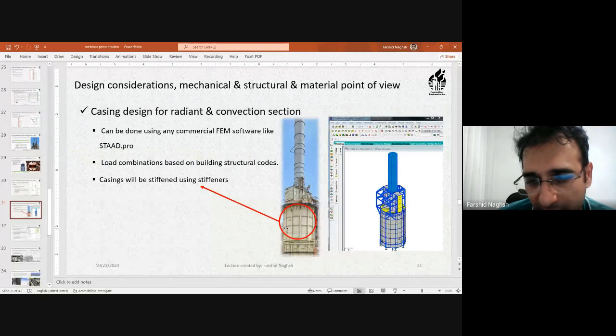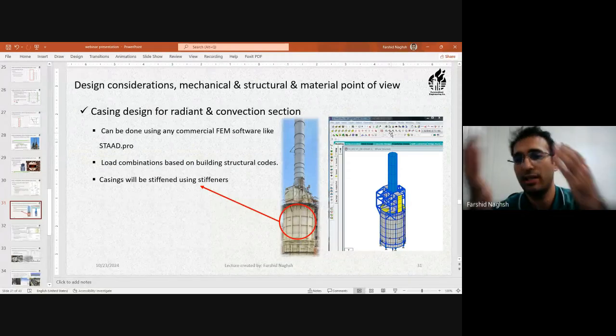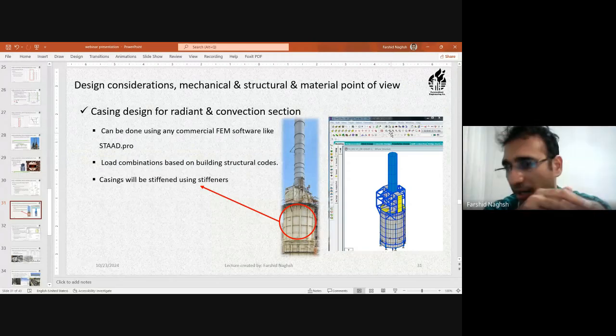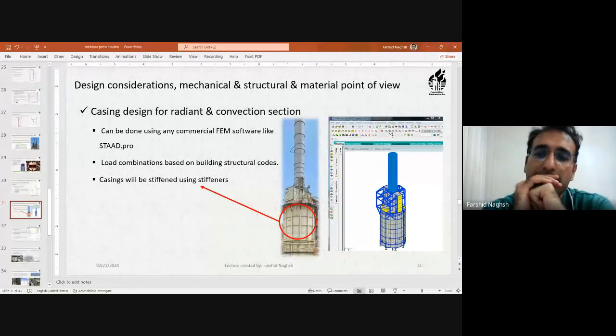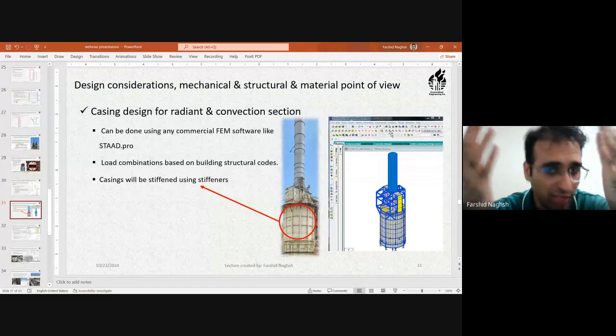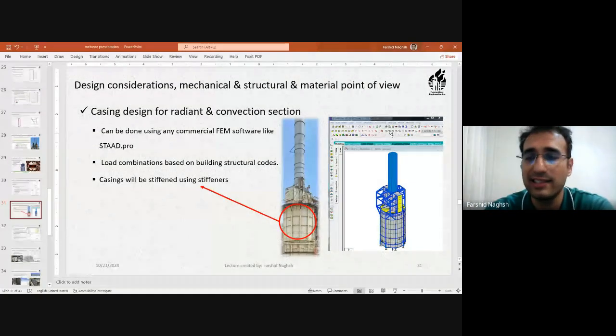The design of the casing is done by commercial finite element software, or it can also be designed by hand. Normally FEM software like STAAD.Pro is used, but you can use any other kind of FEM software, like SAP, like SolidWorks, like ANSYS. All of them are possible.